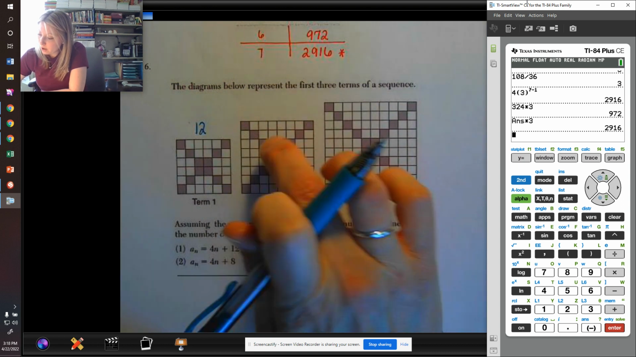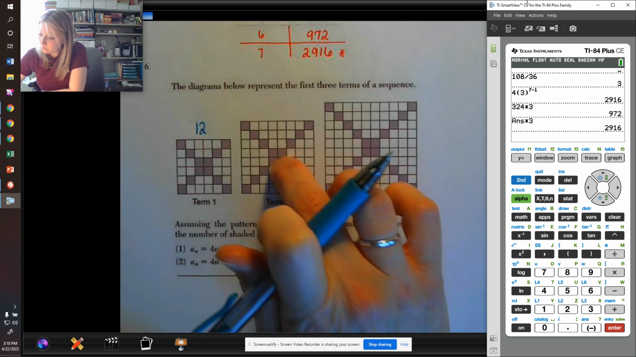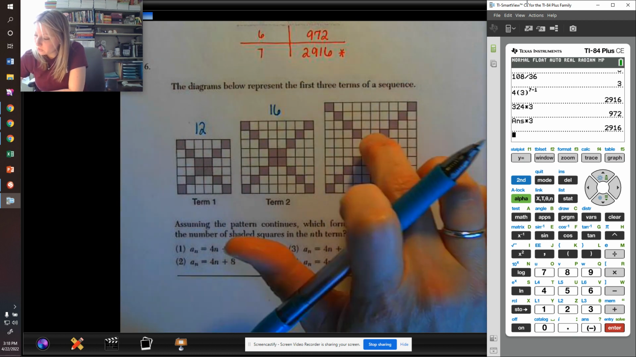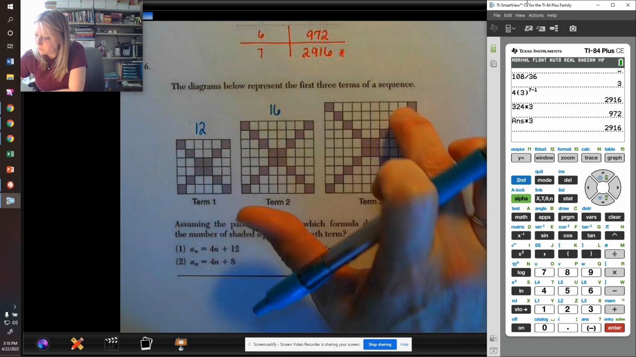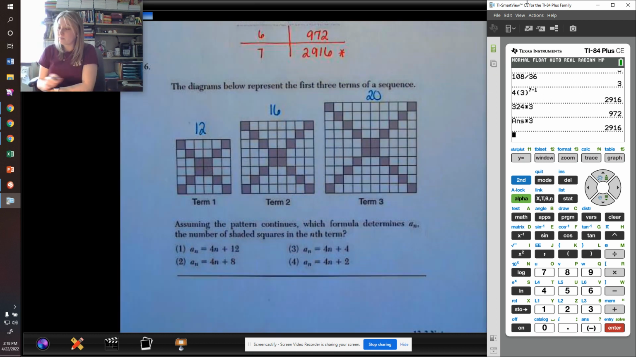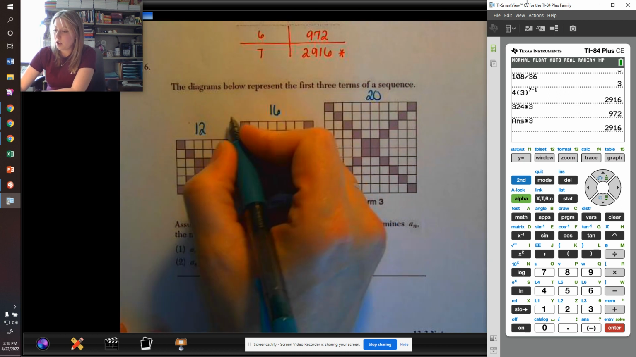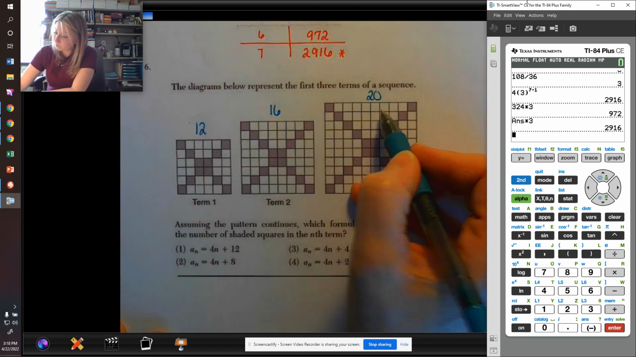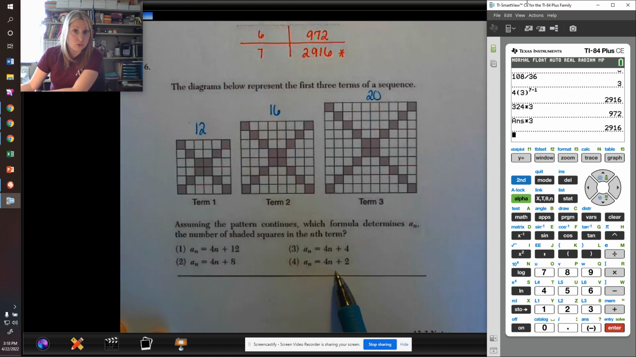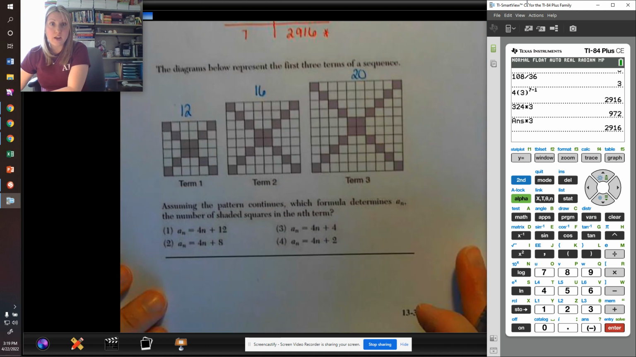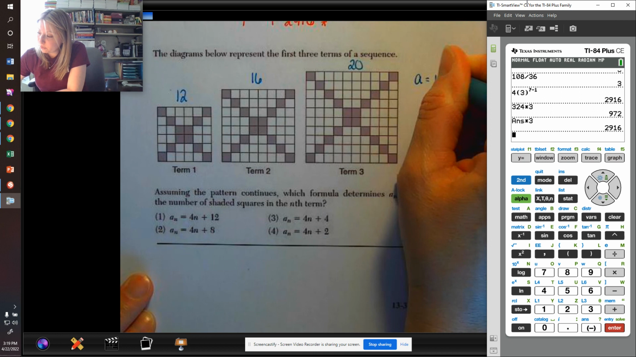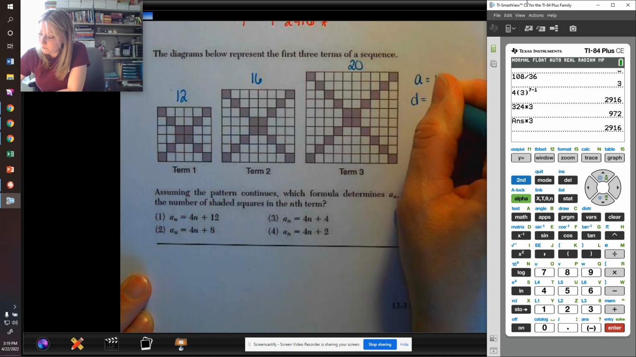Next term: 1 through 16. Next term: 1 through 20. I added 4. I added 4. If that pattern continues, now this is a challenging question. Just look at how they have it. If that pattern continues, I know what my A is, it's 12. I know what my D is, it's 4.